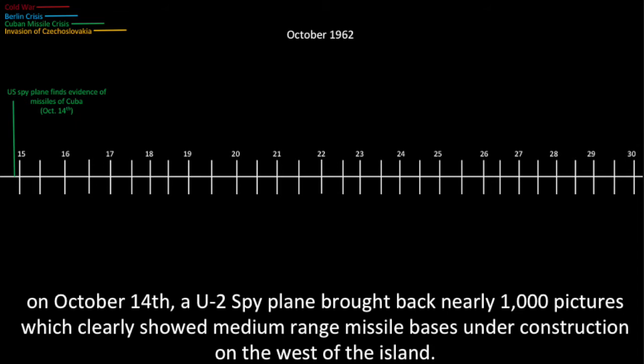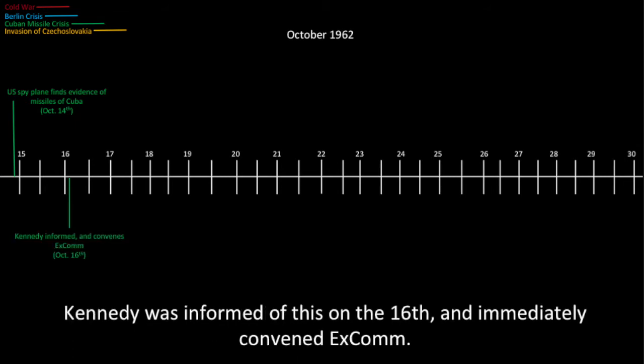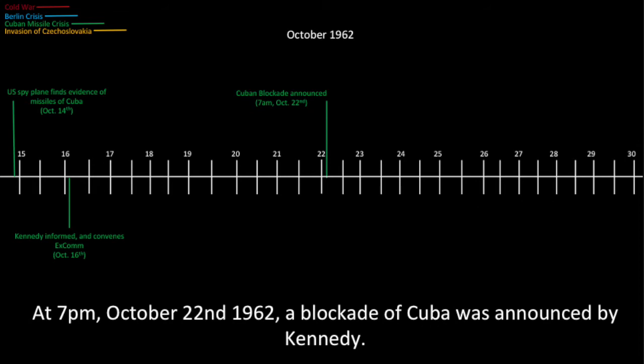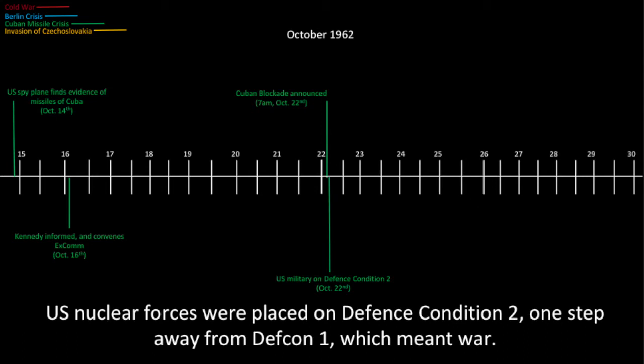On October 14th, a U-2 spy plane brought back nearly 1,000 pictures which clearly showed medium-range missile bases under construction on the west of the island. Kennedy was informed of this on the 16th and immediately convened EXCOM. At 7 p.m, October 22, 1962, a blockade of Cuba was announced by Kennedy. US nuclear forces were placed on Defense Condition 2, one step away from DEFCON 1, which meant war.